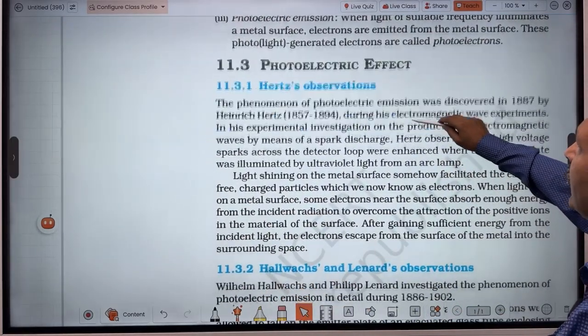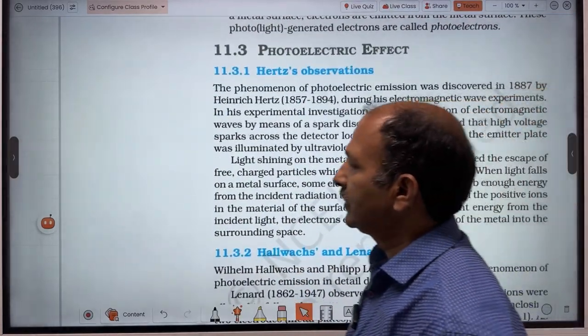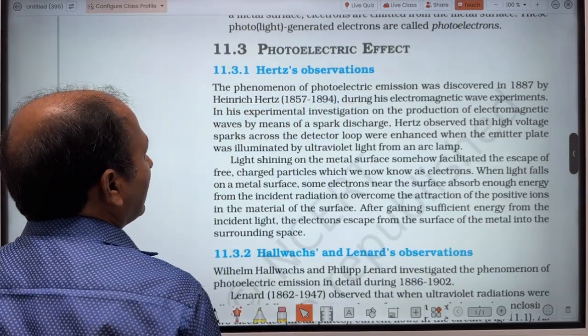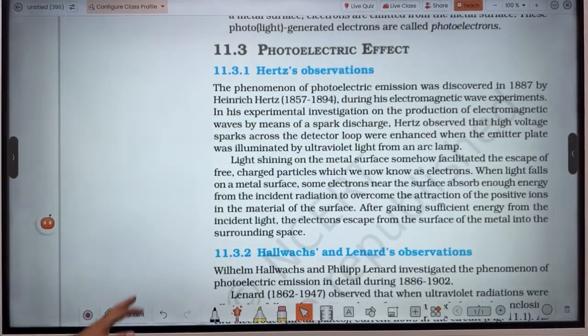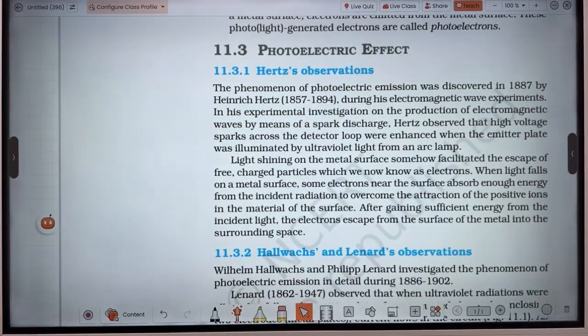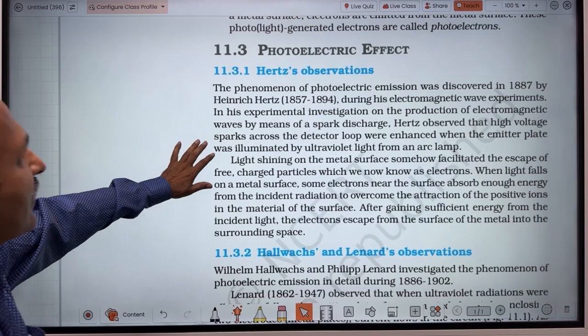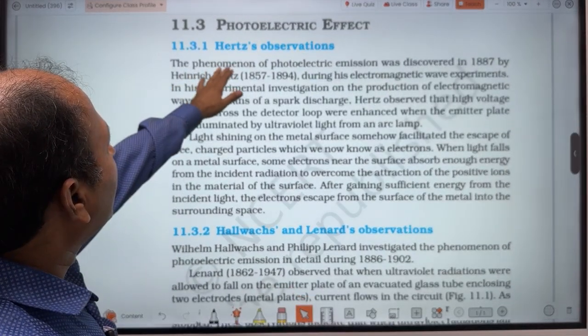So let's see what is photoelectric effect. Photoelectric effect means the same thing, that light falls and the electrons gain certain energy, and when this energy is more than the threshold energy, in that case electrons will gain certain kinetic energy and they will come out. So let's read this. Hertz's observation.